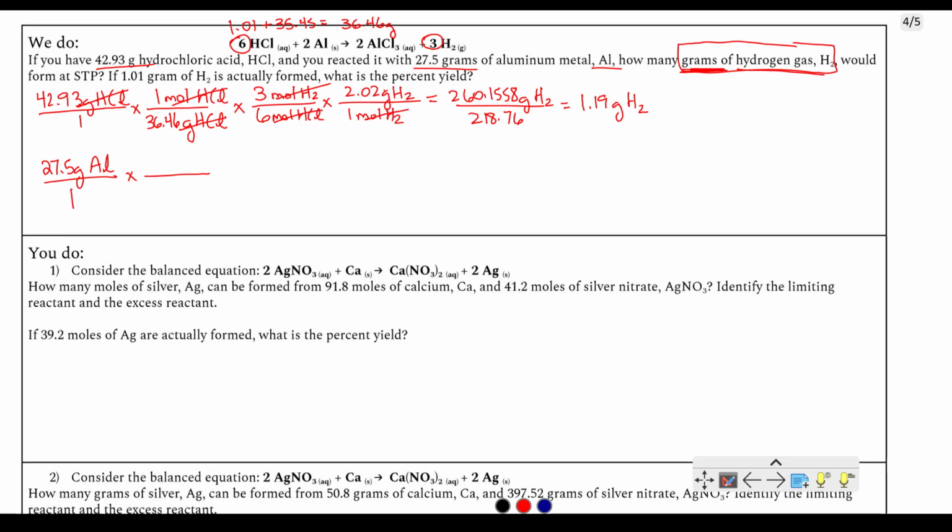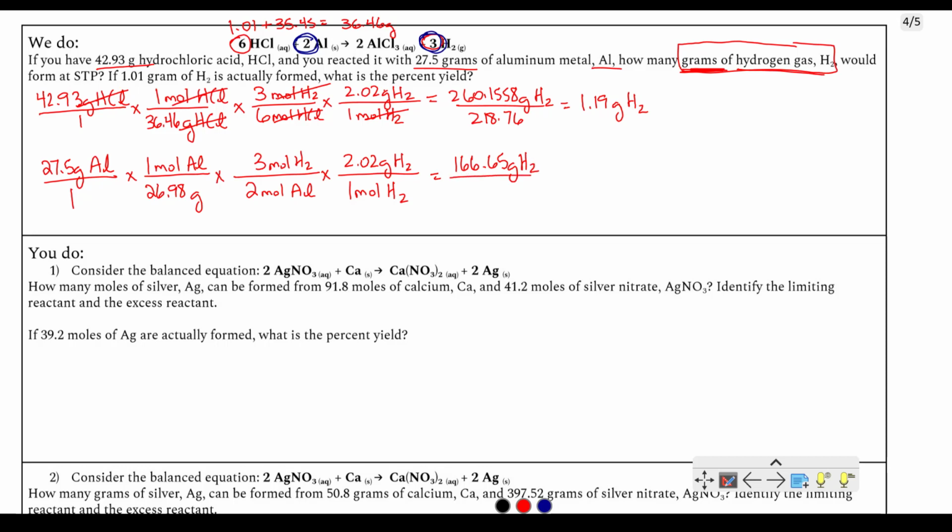Now for the aluminum, we can go straight to the periodic table, and that's 26.98 grams for every 1 mole of aluminum. And now we need the mole ratio of aluminum, that's 2, to hydrogen is 3. So I'll put the 2 moles of aluminum down here, and I'm going to go with the 3 moles of H2 in the numerator. And then the last step looks just like it does in the problem right above it, because it's the same exact thing. All right, and if we work out that numerator, that's going to be 166.65 grams of H2, and that'll be over 53.96. So if we do that math, that works out to be 3.09 grams.